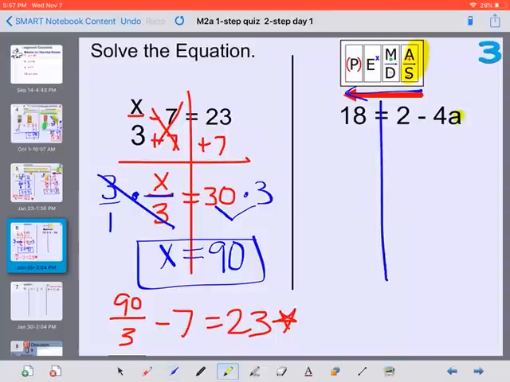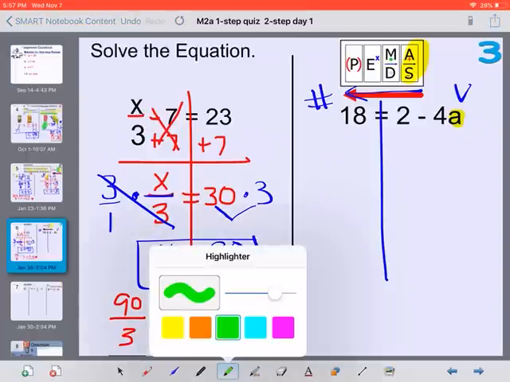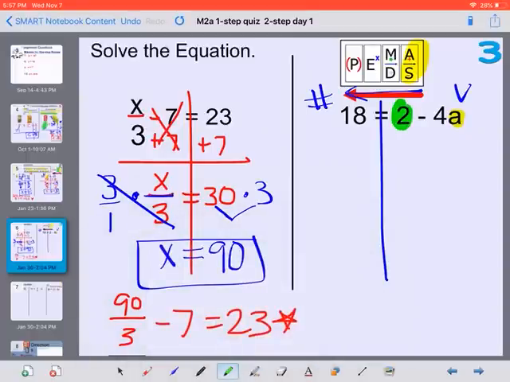This time we have our letter on the right side. So our variables are going to be here and our numbers are all going to end up on the left. So this is where we need to be careful. A lot of people think that this negative goes with the 2. However, the 2, there's nothing in front of it, so we know the 2 is positive. The negative goes with the 4. And that's multiplied by a, so we can't get rid of multiplication until the second step.